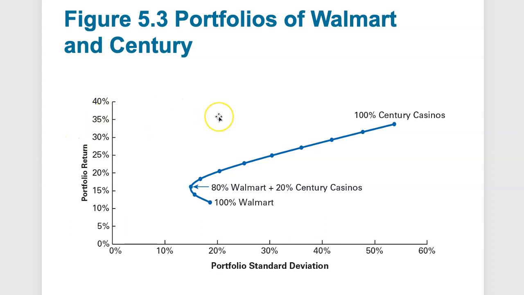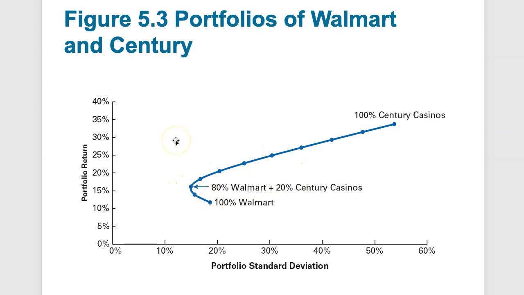Okay, here is what we call a frontier. So this is the portfolio standard deviation by the portfolio return. So we see that this is the most efficient point, 80% Walmart, 20% casino, which we calculated previously. This would be the most efficient point as far as looking at the portfolio standard deviations versus the return. So we have 100% Walmart and 100% casino, and we see that the standard deviation is highest when it's just 100% casino, but the standard deviation is the lowest when it's 80% Walmart, 20% casinos. So this would be the most efficient portfolio of the mix.